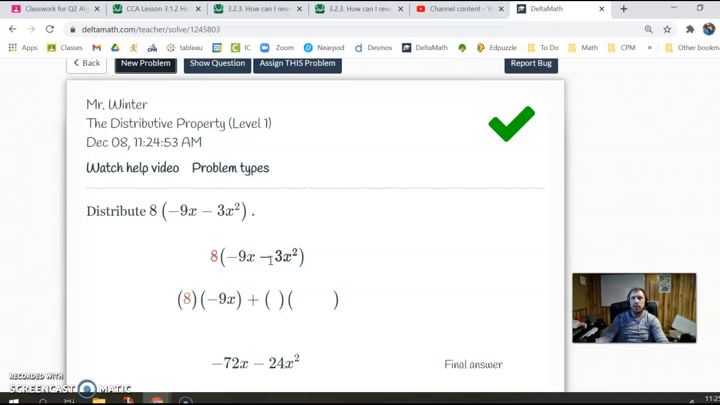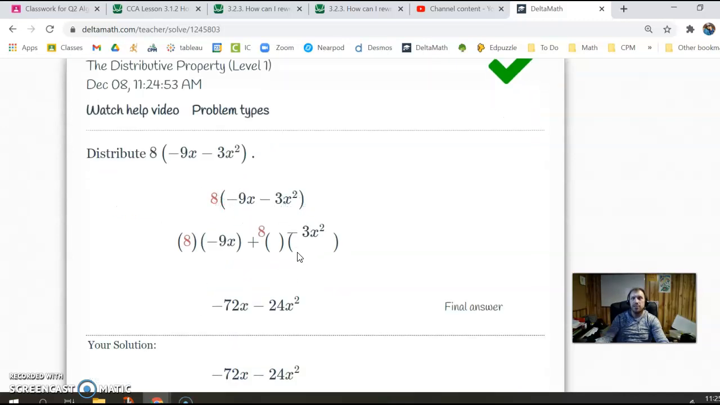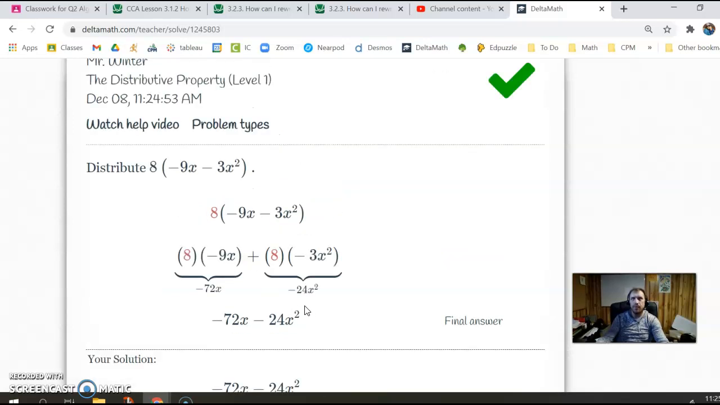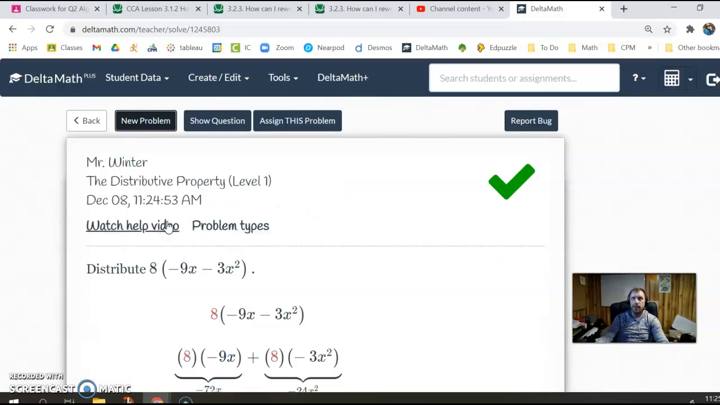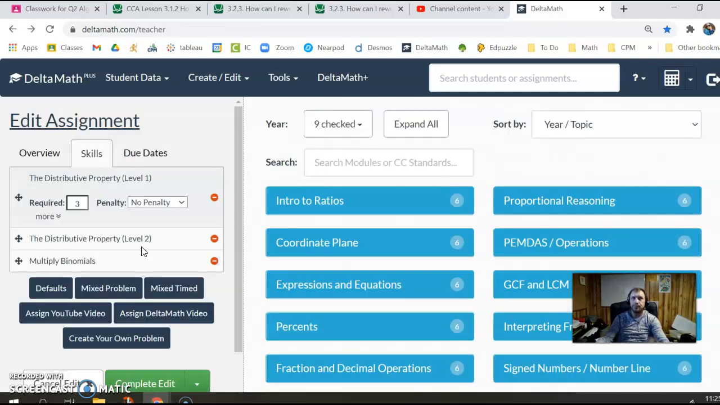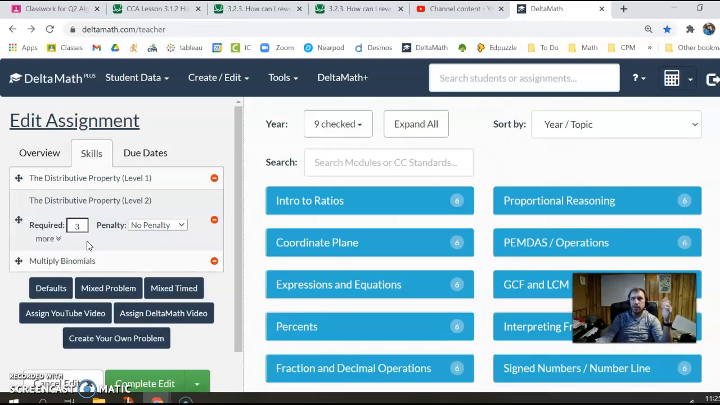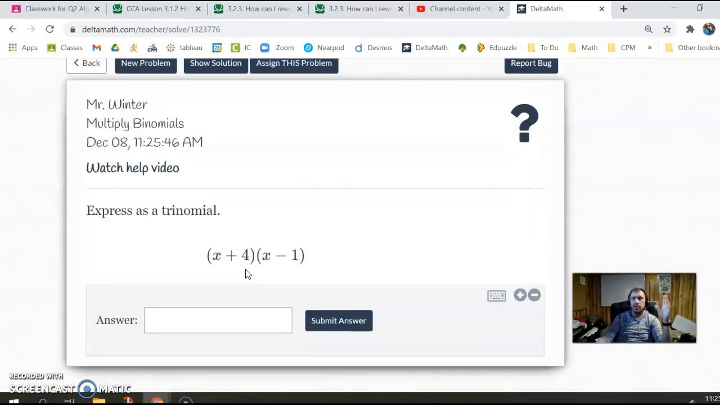So it will walk you through how to do each of these pieces as you see it to make sure you're understanding. Watch through this, all right? Now, if you don't understand, remember there's a help video here, okay? There's 2 more pieces. This next one increases just a little bit, and you have 3 of those. And then finally you have 4 of these, a binomial times a binomial.